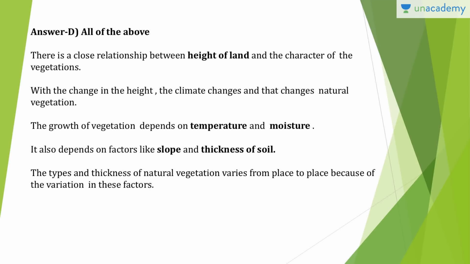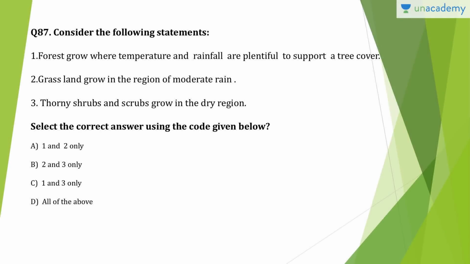And the types and thickness of natural vegetation will also vary from place to place because of the variation in these factors. Okay. Question number 87. Consider the following statements. Forests grow where temperature and rainfall are plentiful to support a tree cover. Yes, 100% correct. Grassland grows in the region of moderate rain. Yes, this is also correct. Thorny shrubs and scrubs grow in the dry region. Now this statement is also technically correct. So answer here becomes D, all of the above.